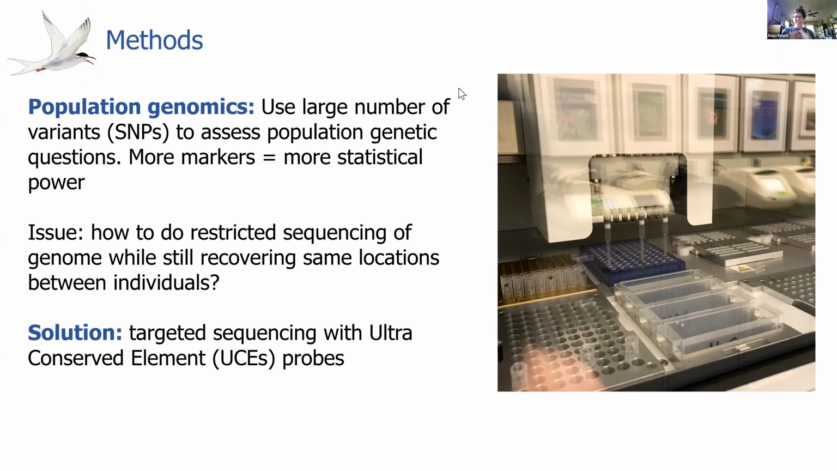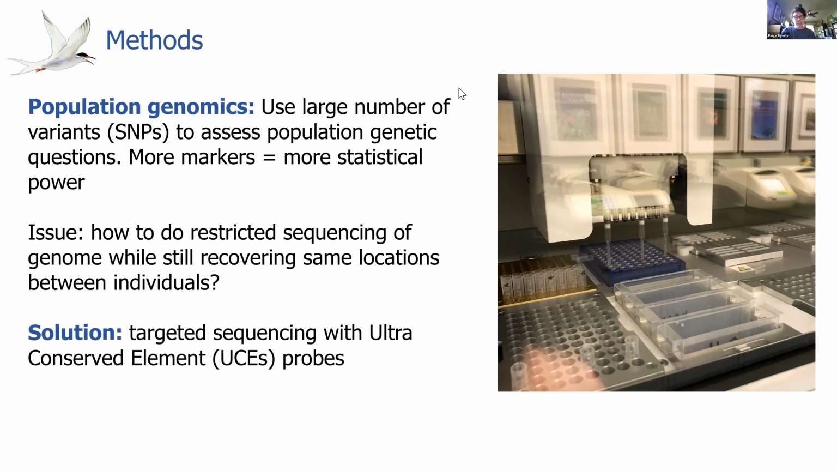But the genome is huge. Birds have huge genomes, and we're not really interested in sequencing that entire genome. So the issue is how to restrict our sequencing while still recovering the exact same SNPs between individuals, because we need to make sure that we're looking at exactly the same area of the genome for each variant site, to make sure that we're accurately looking at population dynamics between populations.